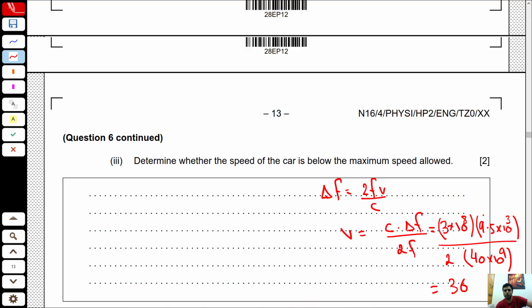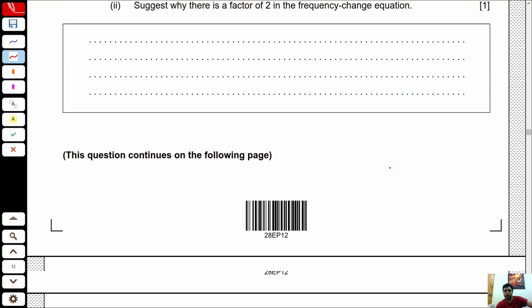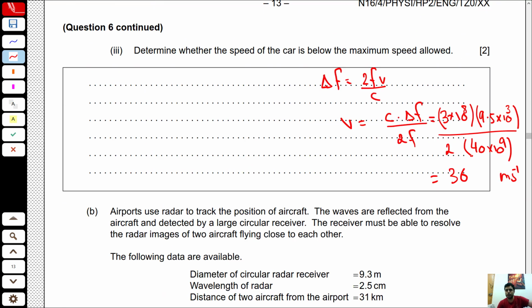So what is the maximum speed of the car? The maximum allowable speed is 28. And you can see this 36. So our velocity is 36 meters per second, which is bigger than 28 meters per second, and this 28 meters per second is the maximum speed. So, determine whether the speed of the car is below the maximum speed. No, it is above the maximum speed.